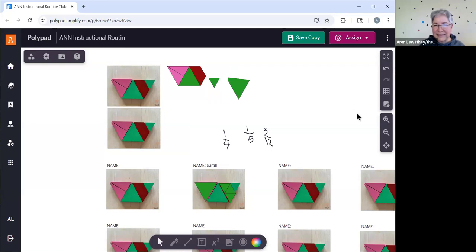Great illustration, Aaron. Thank you. Who else?